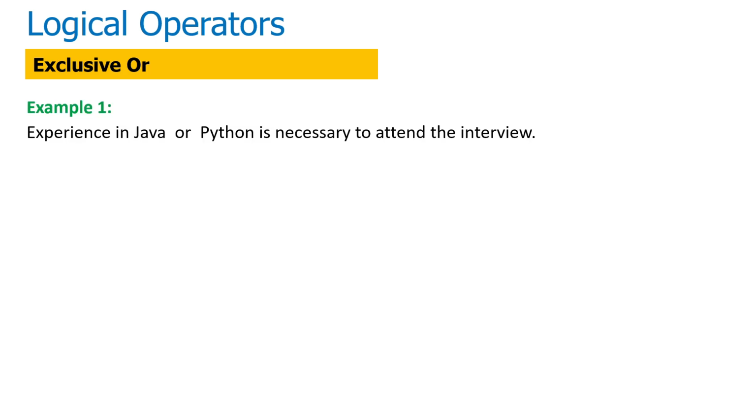Exclusive or logical operator. Let us try to understand what is an exclusive or logical operator with the help of few examples. Example 1. Experience in Java or Python is necessary to attend the interview. Let's try to understand this statement.